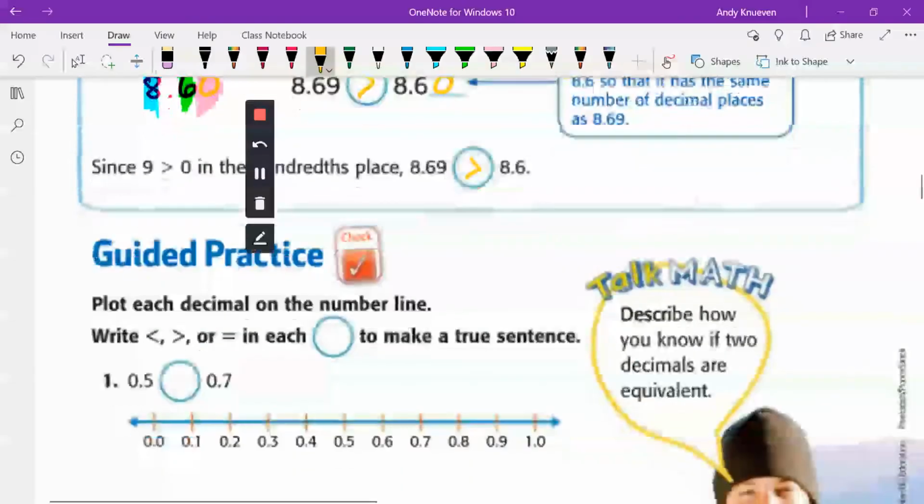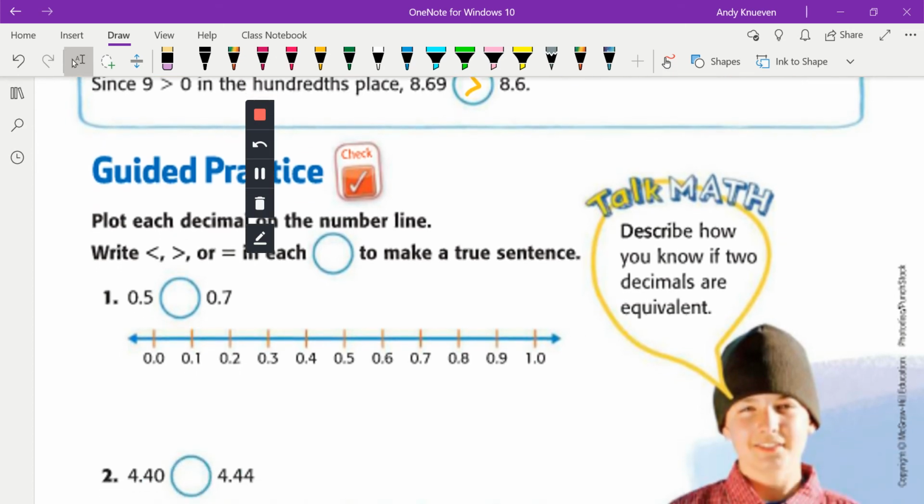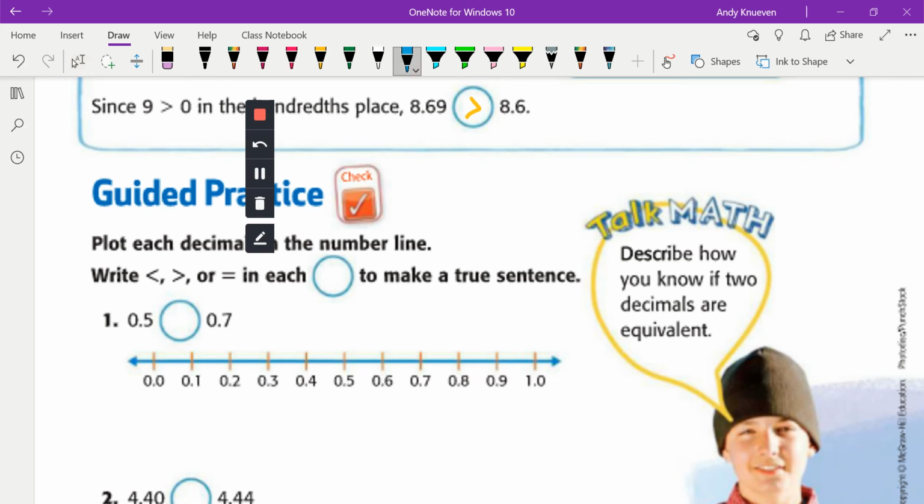All right, so let's do another practice here. So we're going to plot each decimal on the number line, and then we're going to identify which one is greater. So 5 tenths compared to 7 tenths. So let's first plot our point. So if I have 5 tenths, I'm going to plot a point.